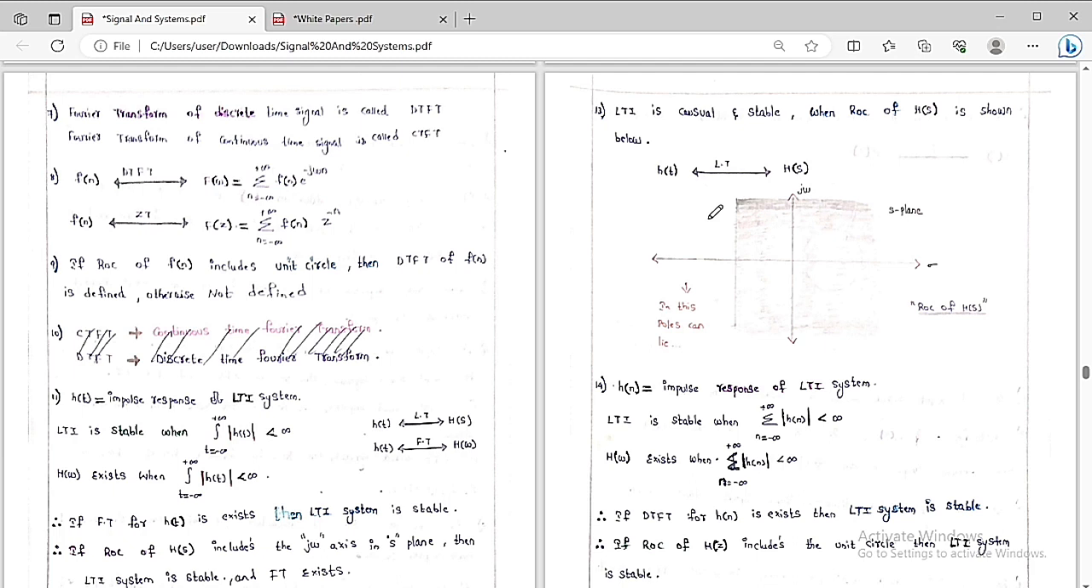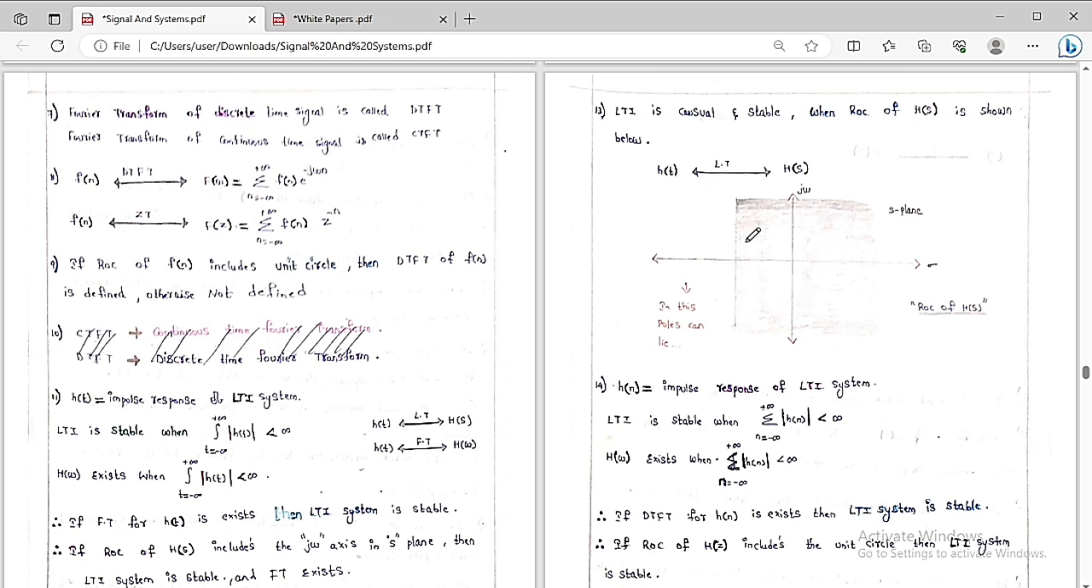Let's see the ROC. For H of t, the Laplace transform is H of S. Now, if you see clearly here, this is the ROC of H of S that we are going to get. This is the S plane. So we can see this is the ROC which is going to happen. In this region the poles can lie. I've already told you the ROC will never include the poles, but it is bounded by the poles.